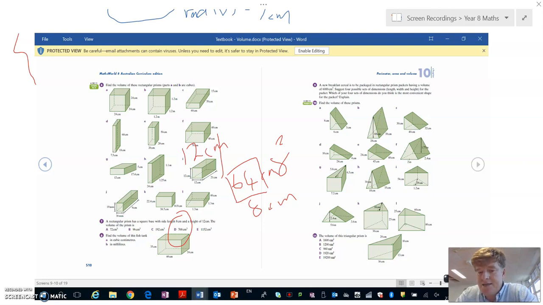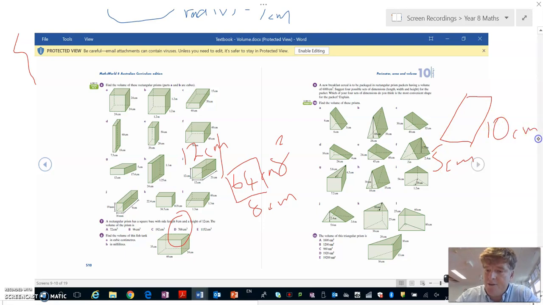But let's just start with one shape. Let's start with the area of the base first. So it's a rectangular prism. So let's say I make one side 5 centimetres and the other 10 centimetres long. If I find the area of that, length by width is 5 by 10, which is 50 centimetres squared.